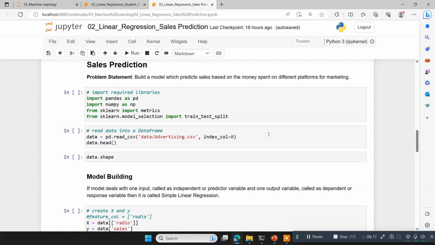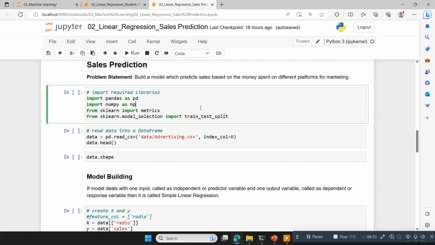The problem statement here is we have to build a linear regression model which will predict sales based on the money spent on different platforms for marketing. So as usual, we import the libraries at the beginning, importing pandas as pd. You might know pandas is used to create a data frame. When you have data in files like CSV, Excel, or other file formats, you can load the data from the file and then a data frame is created. Once the data frame is created, you can perform various kinds of operations.